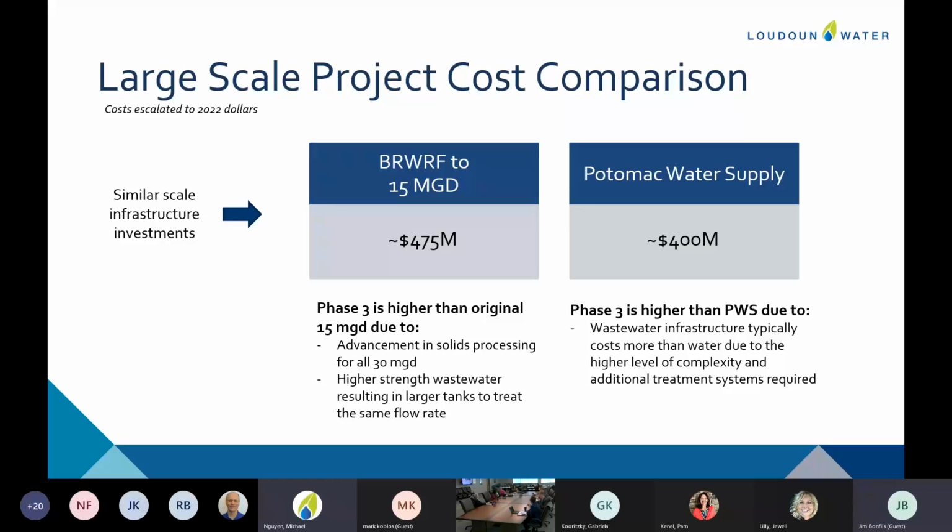Loudoun Water will participate through our expertise in developing our own quarry. Again, we're sort of ahead of the game there. So I would not be surprised if they turn to us for lessons learned when they move forward with that.